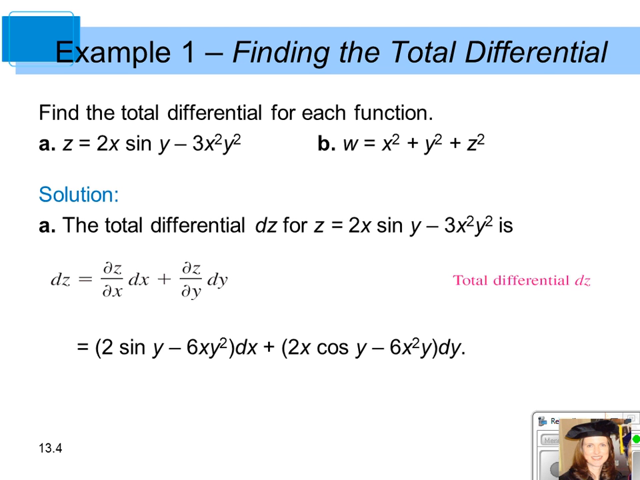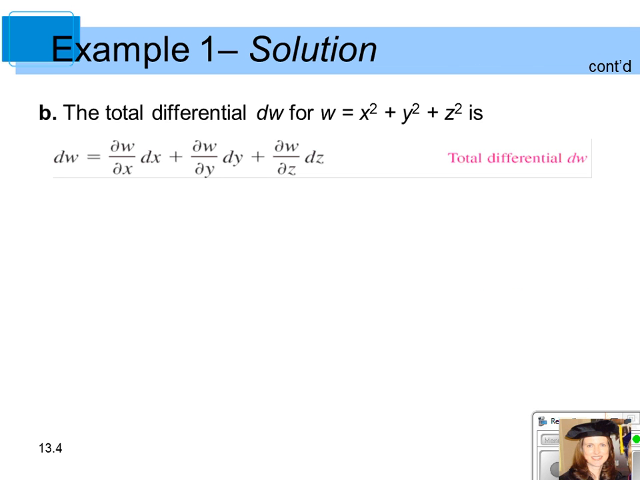Now let's look at part B. When w is equal to x squared plus y squared plus z squared, the total differential dw is found by taking the partial with respect to x times dx, the partial with respect to y times dy, and the partial with respect to z times dz. The partial with respect to x is 2x, the partial with respect to y is 2y, and the partial with respect to z is 2z. So this simplifies to the total differential equals 2x dx plus 2y dy plus 2z dz.